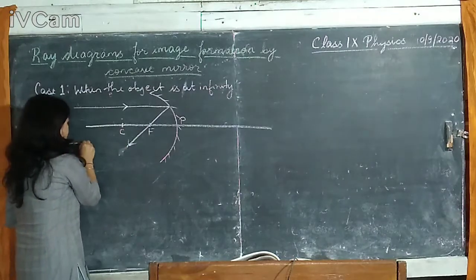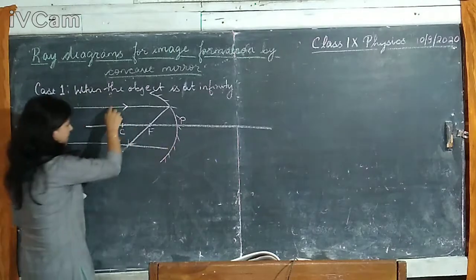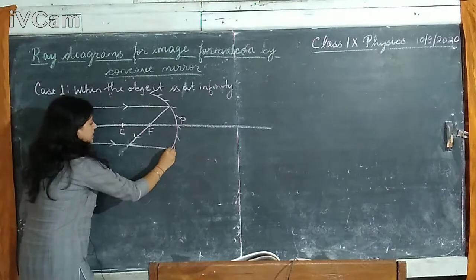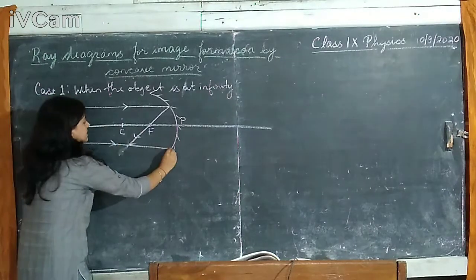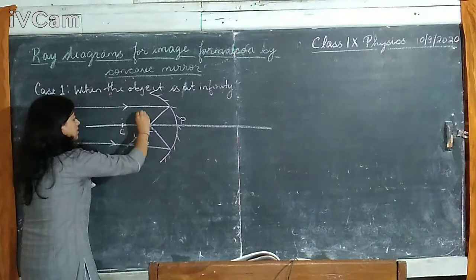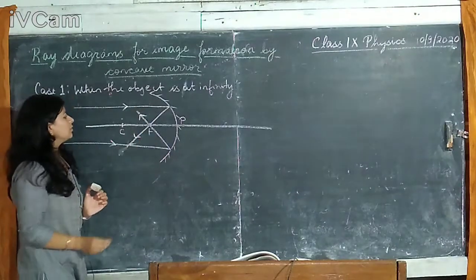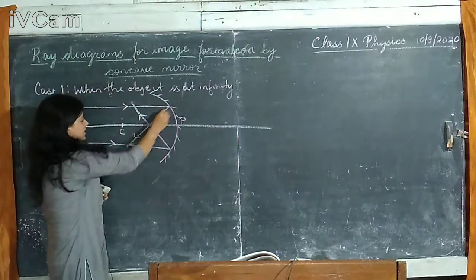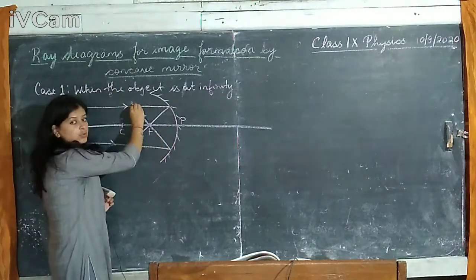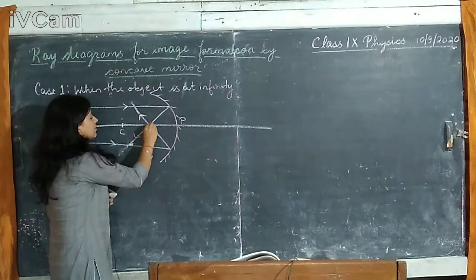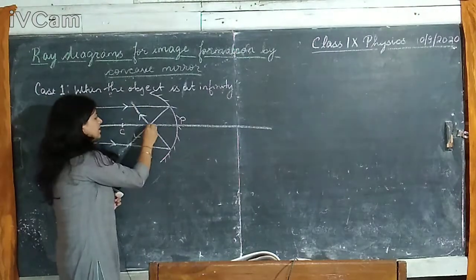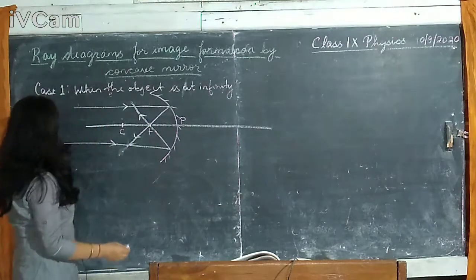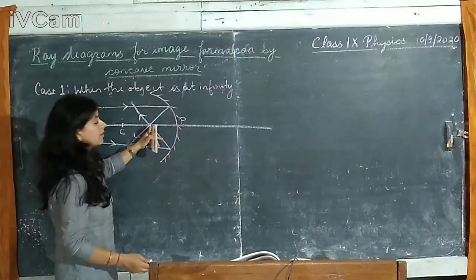Another ray, since it is coming from infinity, it has to be parallel to the first ray. Okay, and again, since it is parallel to the principal axis, it has to cross the focus. Now you have to mark the location where the 2 reflected rays are meeting. This is reflected ray number 1, this is reflected ray number 2. Where are they meeting? They are meeting at the focus. Okay, and they are meeting, just making a dot here. So the object may be very big, but the image has become very, very small.